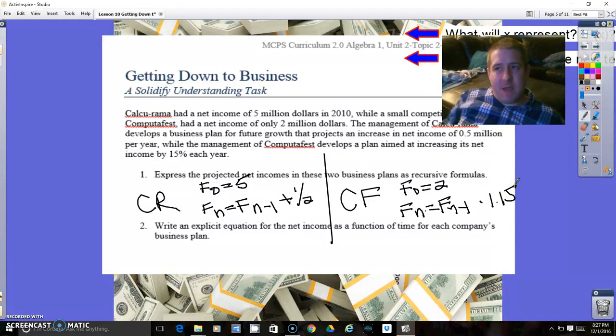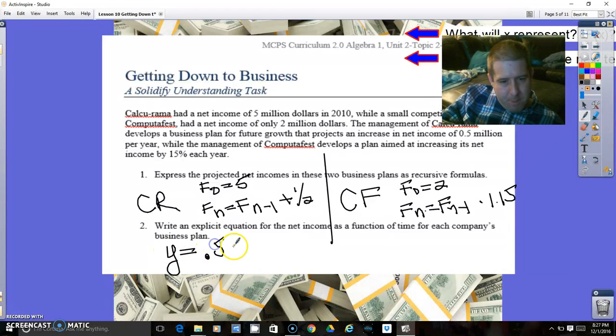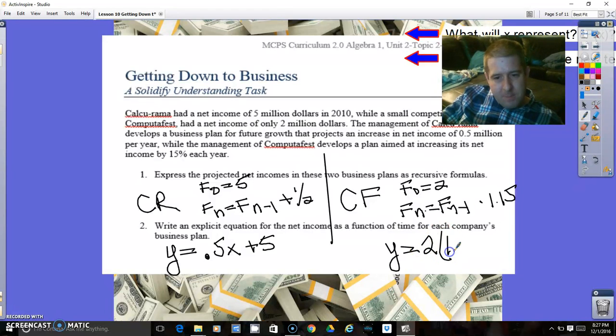1.15, and anything times 1 is itself, so a 15% increase means 15% more than 1. If it was a 15% decrease, you would subtract it from 1, which would be 0.85. And it's a geometric sequence because it's percentage of a number. Of literally means multiply. Write an explicit formula, so that'd be y equals 1/2 per year plus the 5 it started with. This one's going to be y equals 2 that it started with times a rate of 1.15 to the x power.